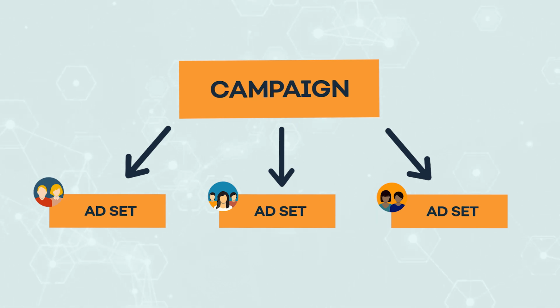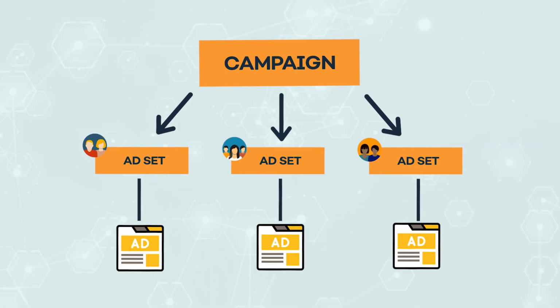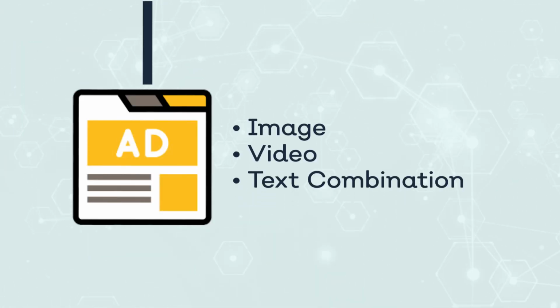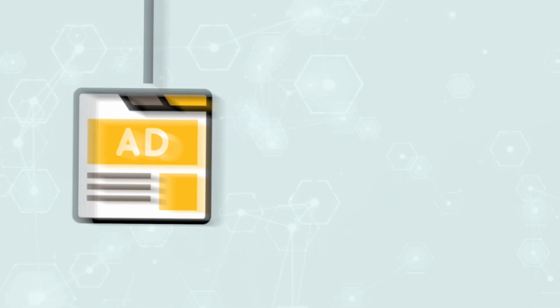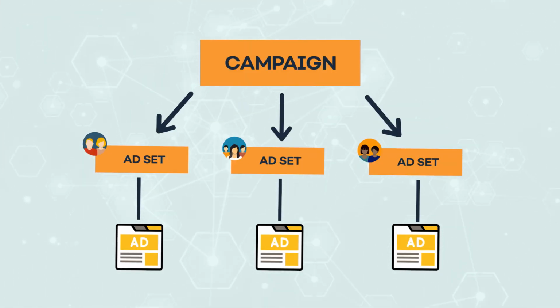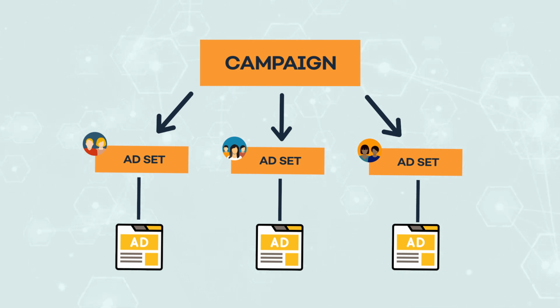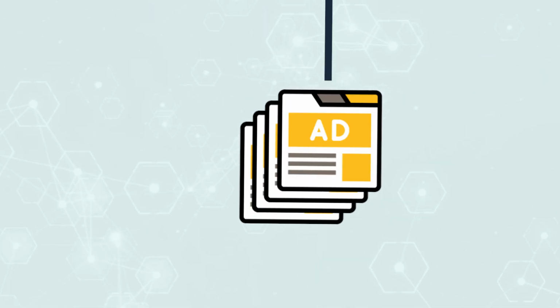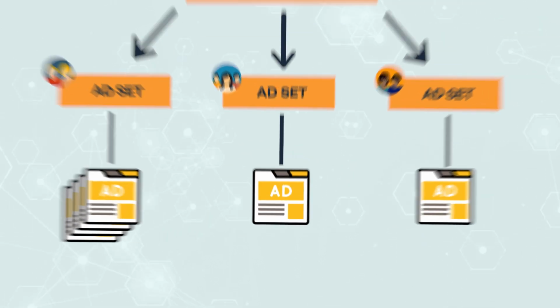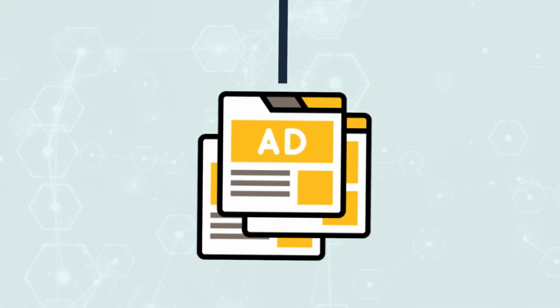Now, inside each ad set, you have your ads, and the ad is what people see on Facebook. So the ad is the image or the video or the text combination that people see in their newsfeed or on Instagram or wherever they see the ad. So that's the ad, and you can have multiple ads within each ad set. So you might have a campaign with one ad set targeting a particular audience, and then you might have 3 or 4 different ads that particular audience will see sitting within that ad set.